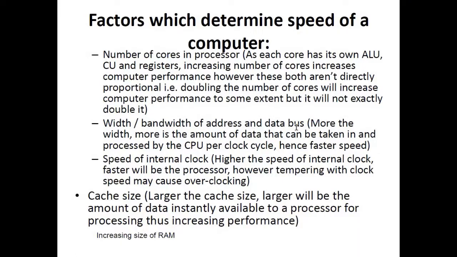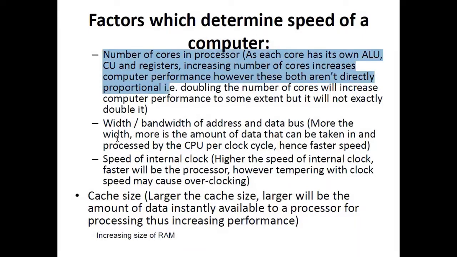Width or bandwidth of address and data bus: more the width, more is the amount of data that can be taken in. Speed of internal clock: higher the speed, then faster would be the processor. Cache size: larger the cache size, larger would be the amount of data instantly available to a processor for processing. And the fifth one, increase in size of RAM.